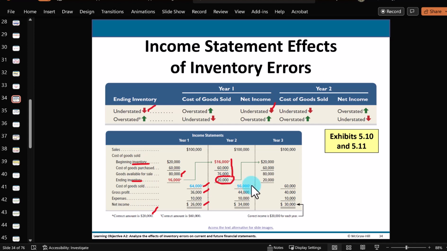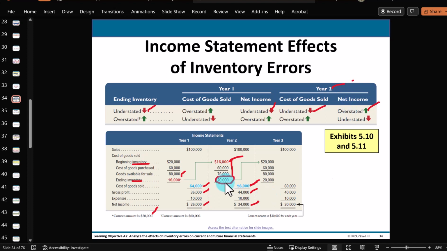This cost of goods sold for the second year is still wrong because we started off with a wrong, understated beginning inventory. So this number here is too small. This is now the second year, yeah? Cost of goods sold is too small because the beginning inventory is understated or too small. And because the cost of goods sold expense is too small, the gross profit and the net income is too big, overstated here in the second year. Okay.